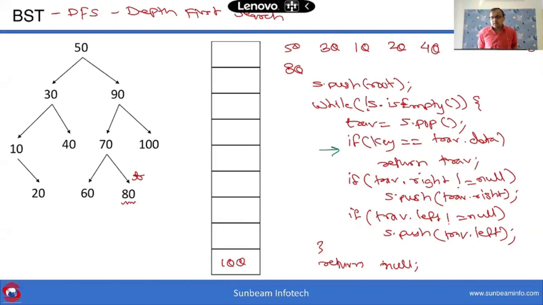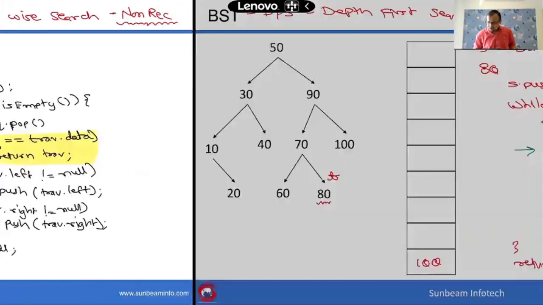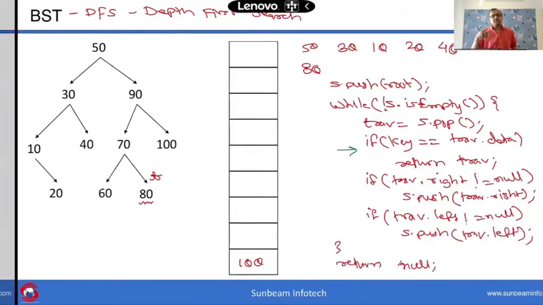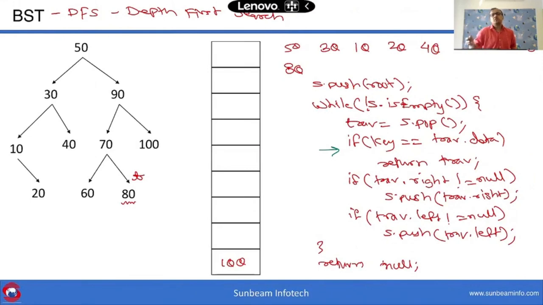Sarthak is asking, can't we use a queue for the DFS? No, you cannot. That is the main difference. You always see that in BFS we always use the queue. As far as DFS is concerned, we always use the stack. Try it out, Sarthak. Do it on paper, and you will realize that with a queue you will always go with breadth first search, and with the stack you will always go with depth first search.